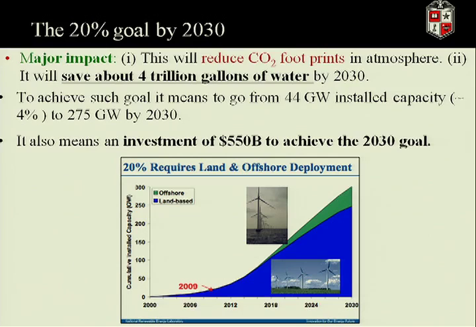And you're looking at, to reach the 2030 goal of 20%, you're talking about we have to deploy 275 gigawatts of energy. That translates to $550 billion. Good business, there's good opportunities for everybody here.